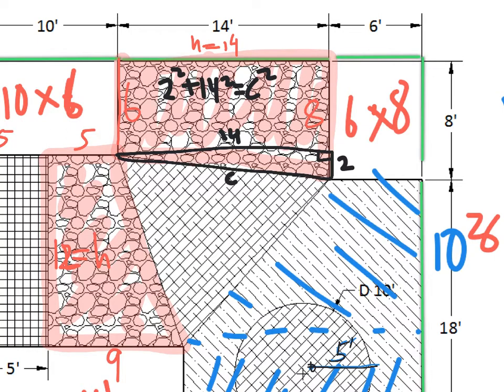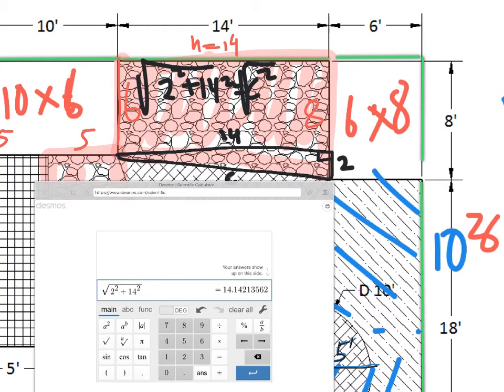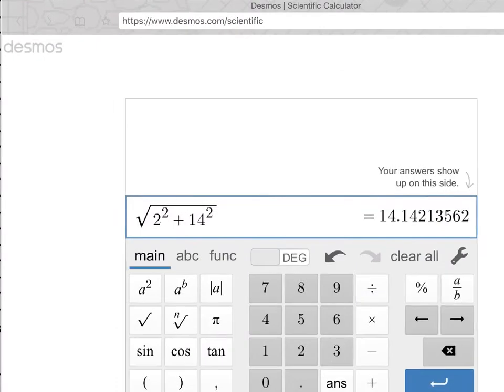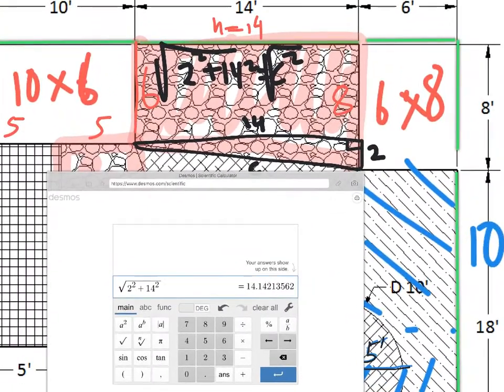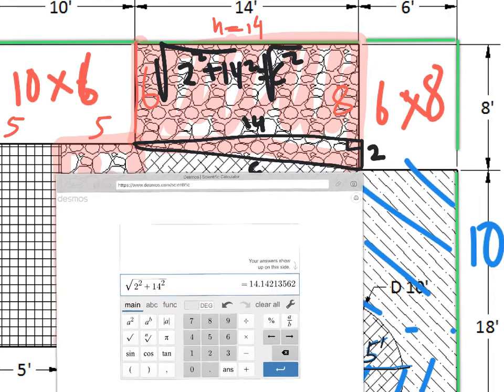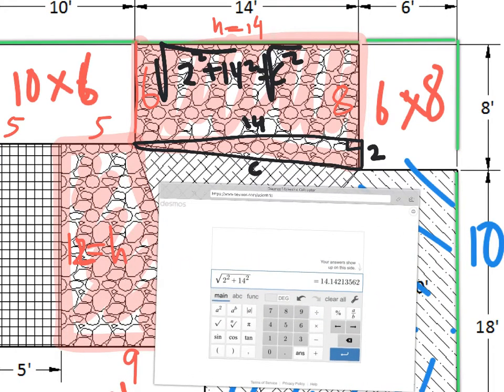With our calculator, we can square root both sides and find C. I would recommend just typing it all in like this: square root of 2 squared plus 14 squared. That's how I type it out on the job site. And on the calculator, just bust that out. We got 14.14.